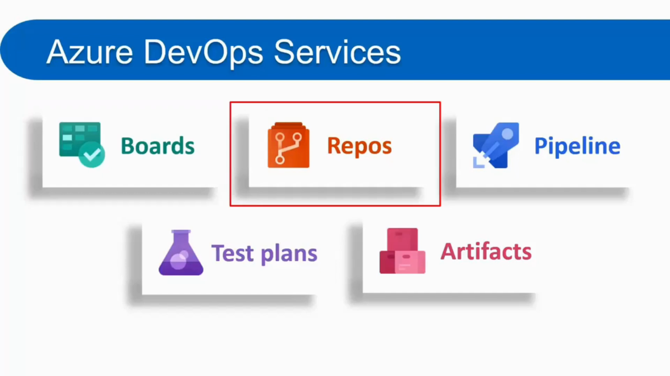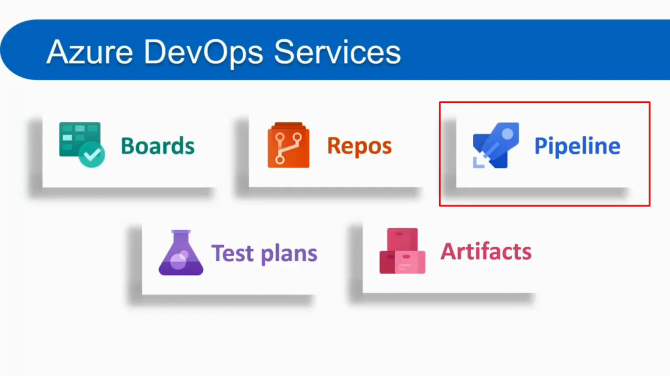Then we have the repos. Repos is basically something related to your code. In these repos, you can use the TFS repository or you can use the Git repository, and using them you can manage your code, you can create branches, you can create multiple repositories in your project. You can use all the features which are available from Git. So repos is all about maintaining your code inside the repositories.